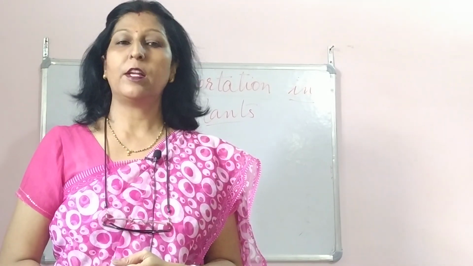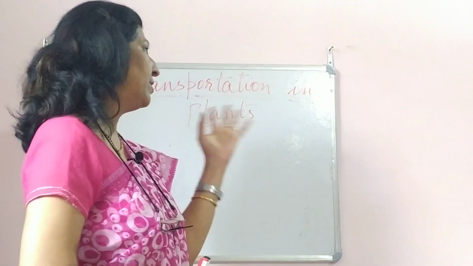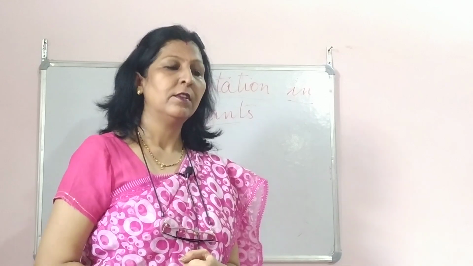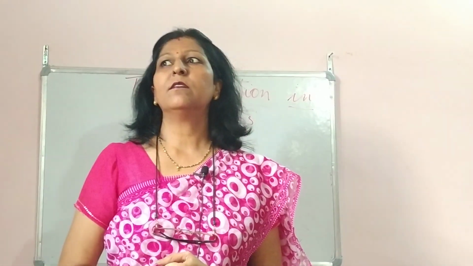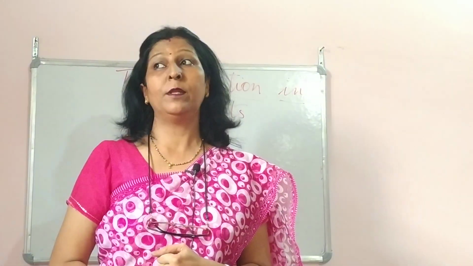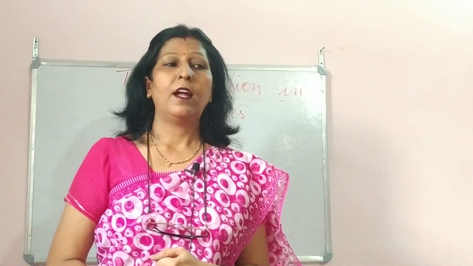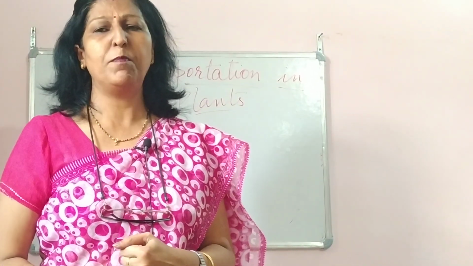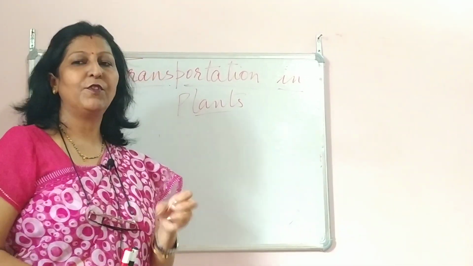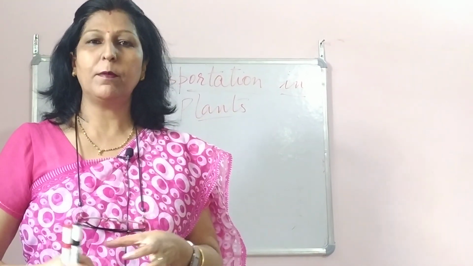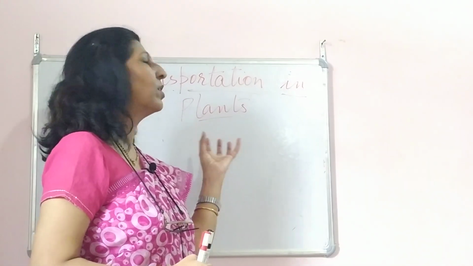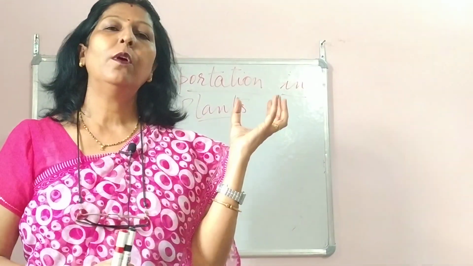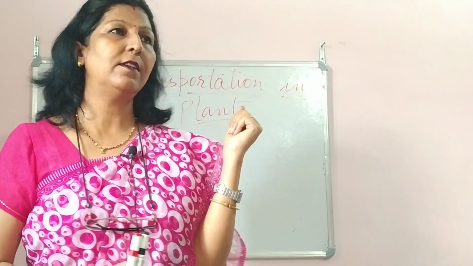Last class we did transportation in animals and today we are going to do transportation in plants. Yes, plants are not like human beings, but they are alive and transportation is required in them also. They do not have blood, or the heart which pumps the blood. So that pumping organ they do not have. So how does transportation take place in plants?